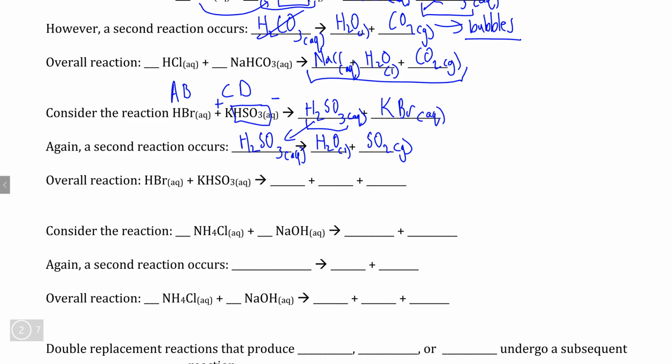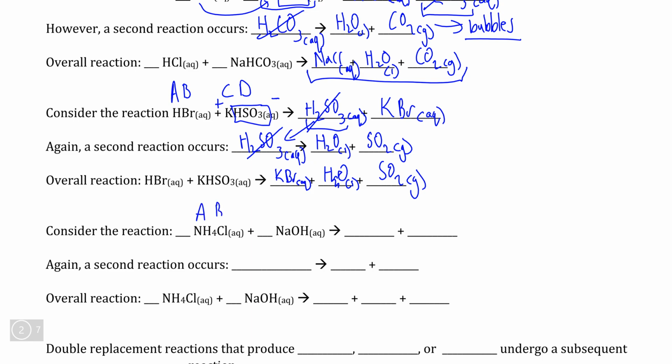And because sulfurous acid appears as a product and then as a reactant, we can cancel it, and therefore it does not appear in the overall reaction here because it has broken down into liquid water and sulfur dioxide gas. The third example that we see below is a little bit different because we don't have a polyatomic ion that looks like sulfite or carbonate.